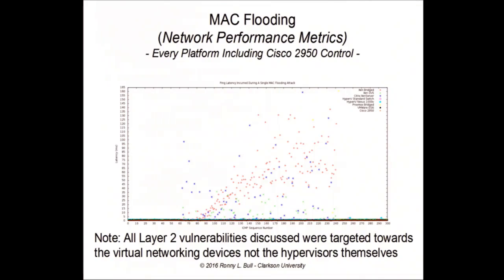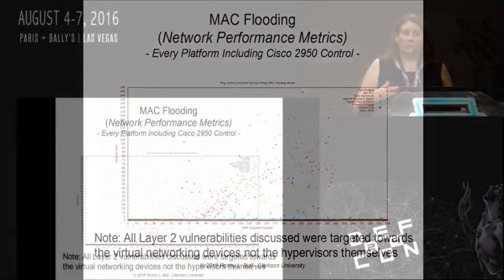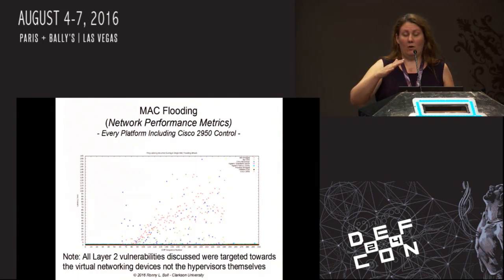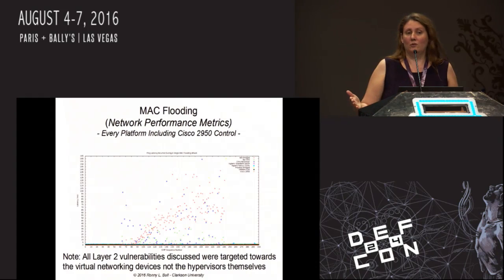I'd like to make the point before we head into some of the rest of the things that all of these layer two vulnerabilities that we're discussing were targeted toward the virtual networking devices, not so much the hypervisors themselves. What we're testing is what happens with the virtual networking devices. So it's interesting, you see a mix, right? Not everything's vulnerable, not everything is safe, and we're going to see that trend continue across all of our tests. It wasn't uniform, which things were vulnerable and which things weren't.